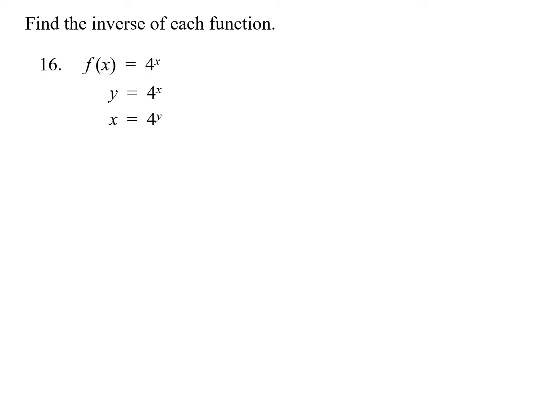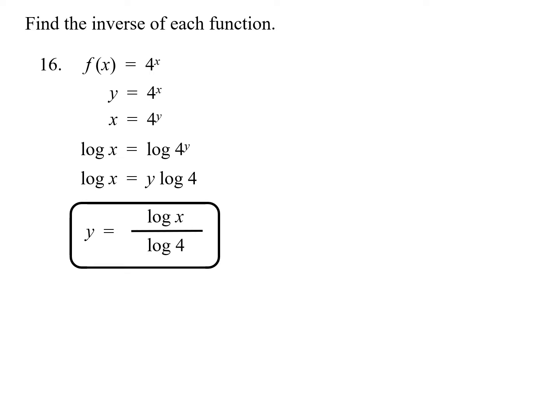We want y equals. To do that, we are going to do what we did in previous examples. We're going to take the log of both sides. Then log of 4 to the y becomes y times log of 4 using the power property. And then divide each side by the log of 4. And we're done.